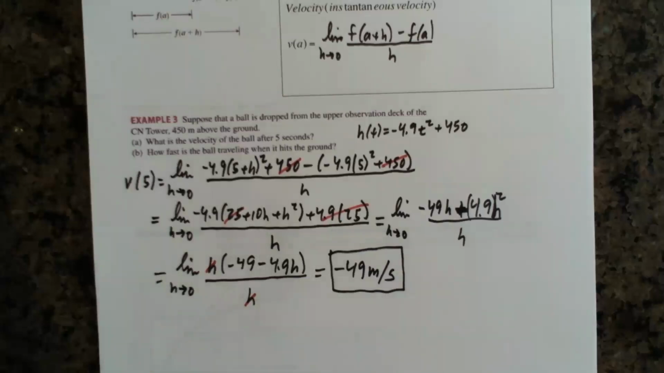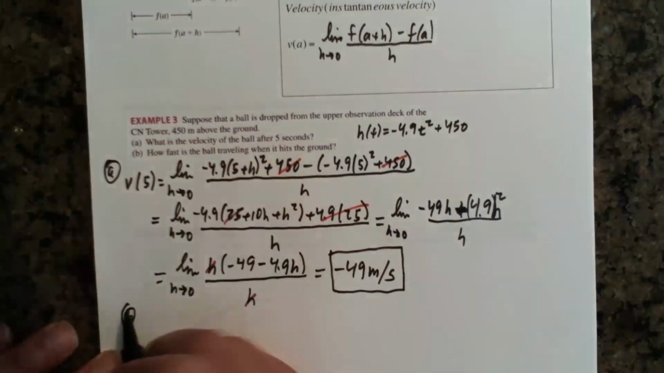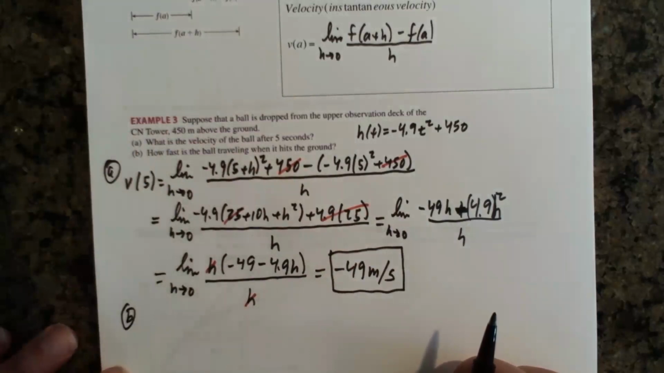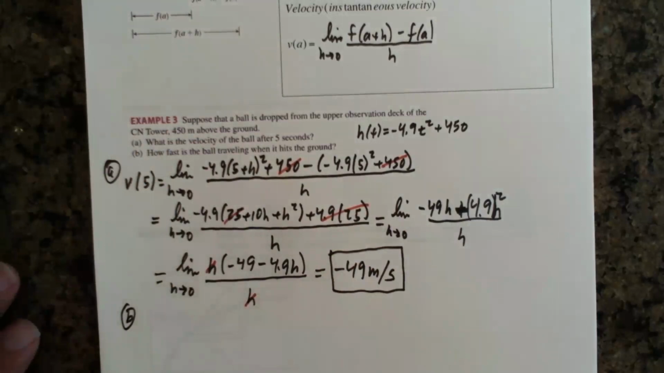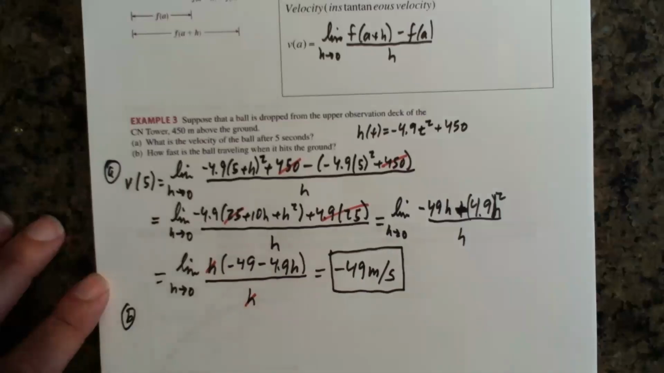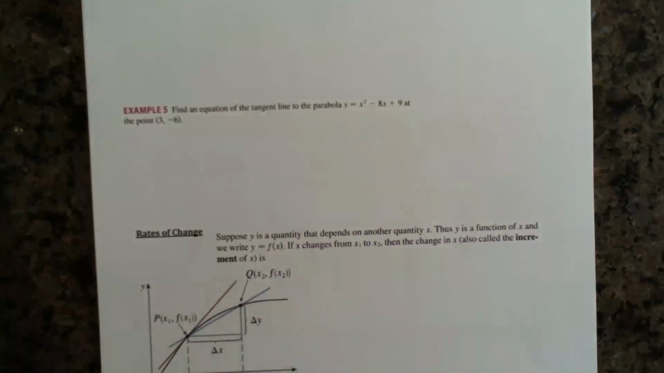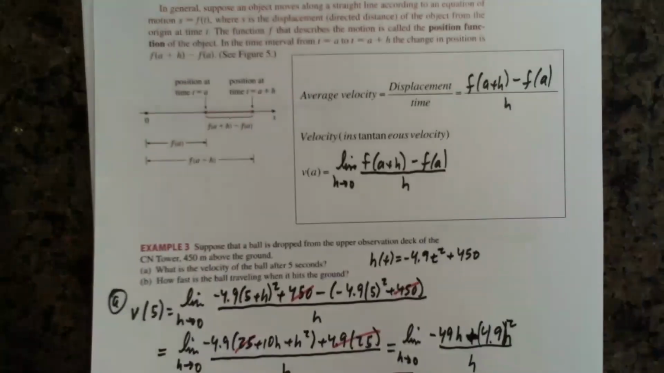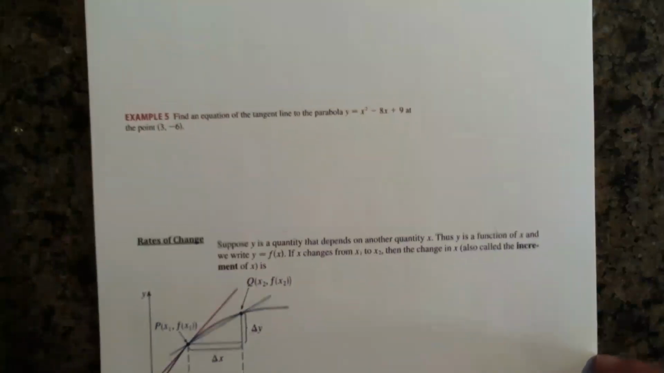Now, that was part A. Part B. How fast is the ball traveling when it hits the ground? Well, we are going to do this again, but it's going to be when the height is equal to 0. And oh, I'm told not to do that part. Sorry. So we're going to move on. But if you did want to do it, it's when h is 0, the height is 0. You'd get that time, and then you would plug it into the formula again. Anyway.